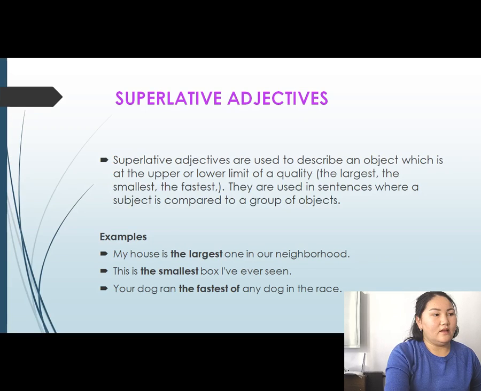And the superlative adjectives. Superlative adjectives are used to describe an object which is at the upper or lower limit of a quality. The largest, the smallest, the fastest. They are used in sentences where a subject is compared to a group of objects.